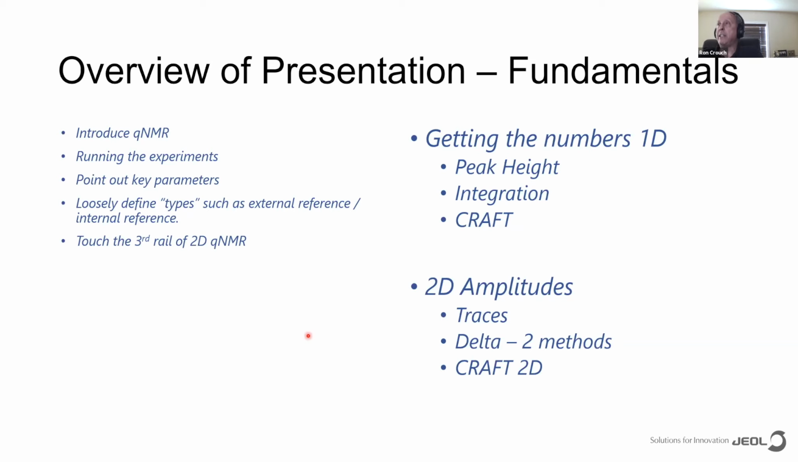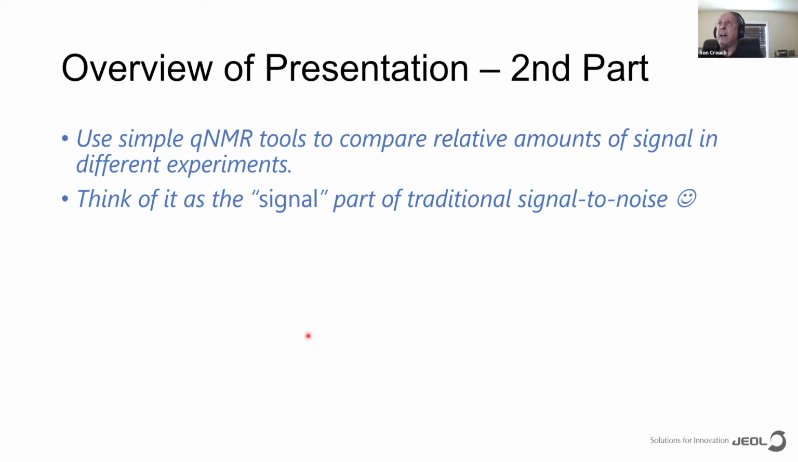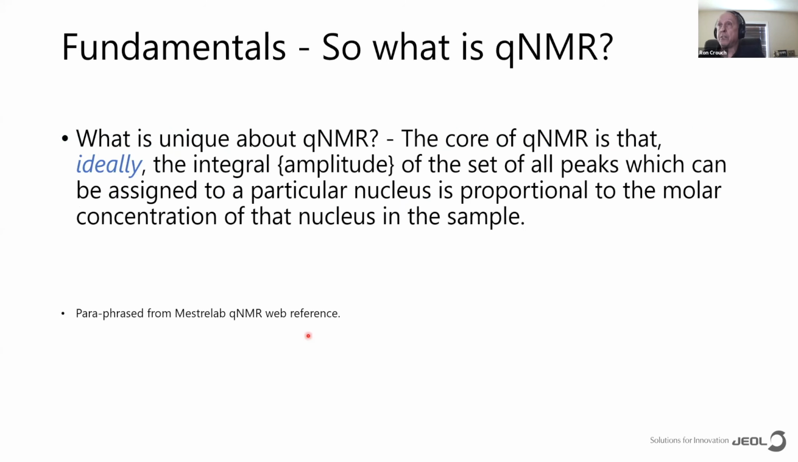And there's CRAFT 2D. Now, the second part of this is we'll use some simple qNMR tools to compare the relative amounts of signal in different experiments. So we can think of it as the signal part in traditional signal to noise.